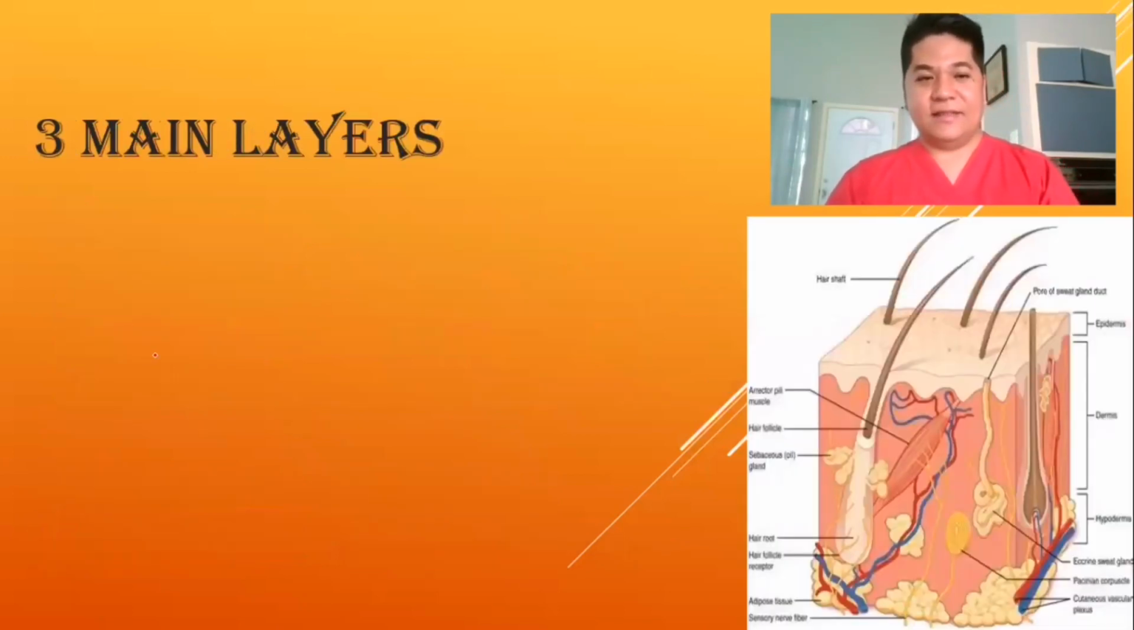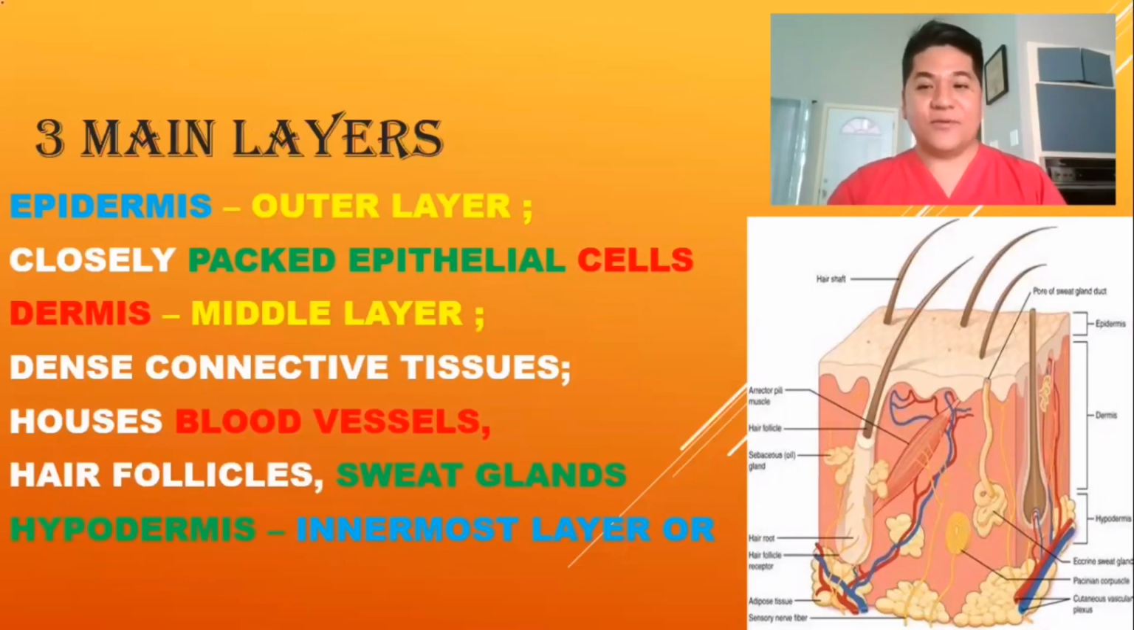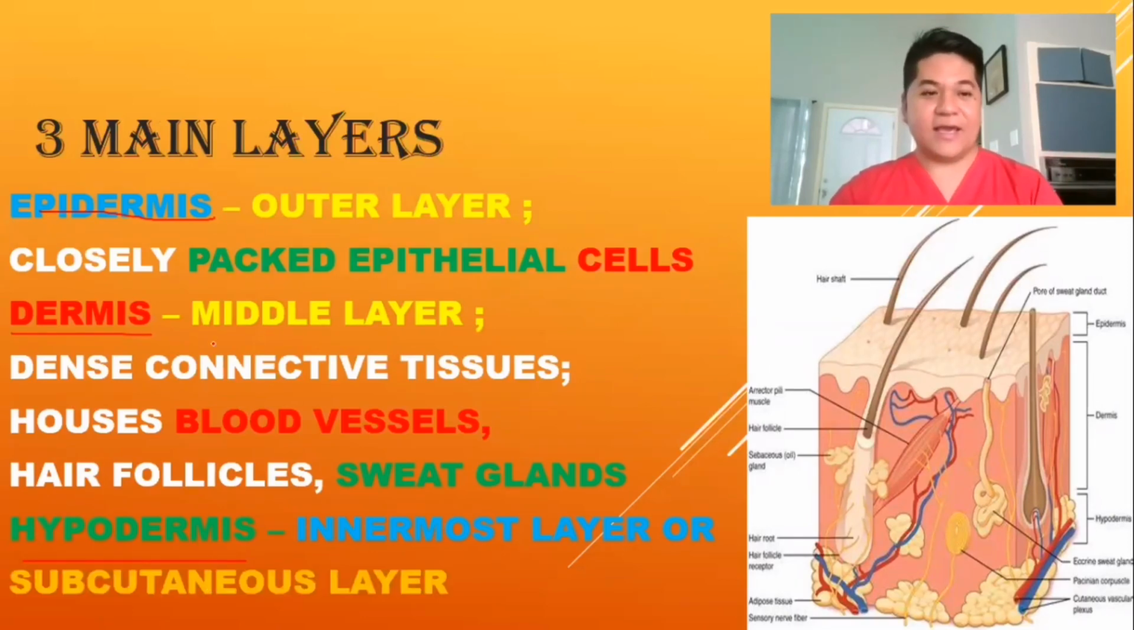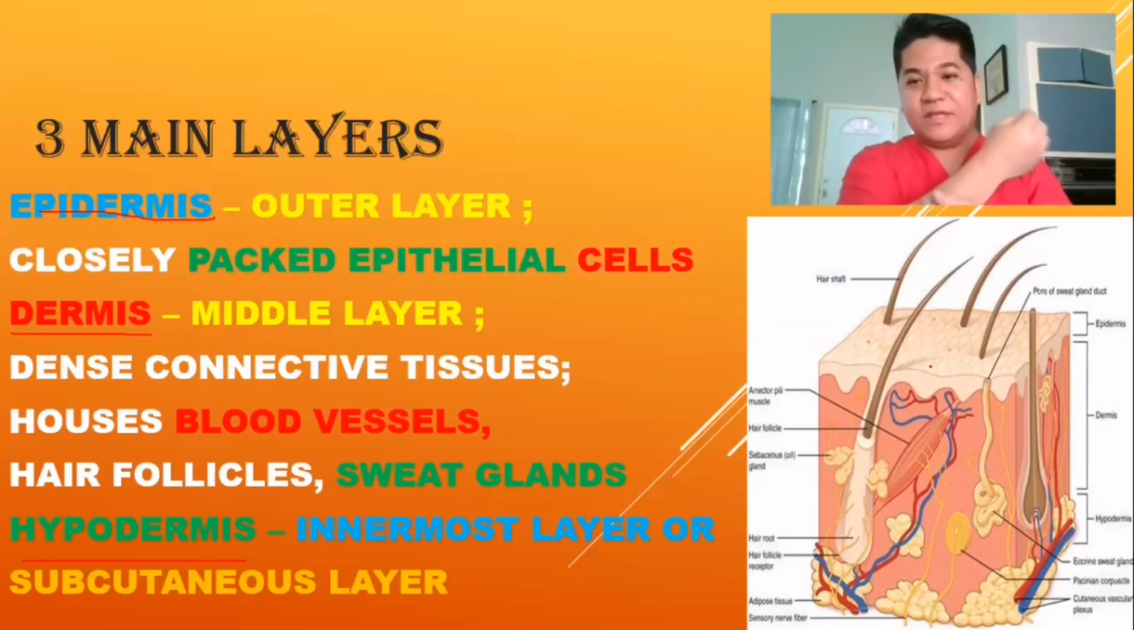Next are the three main layers. What are the three main layers of your skin? We have your epidermis, the outside layer. Then your dermis, which is the middle layer. And the hypodermis, which is the subcutaneous layer, or the innermost layer. The epidermis is the outside layer. It is made of closely packed epithelial cells. It needs to be closely packed so that it would not get injured easily.